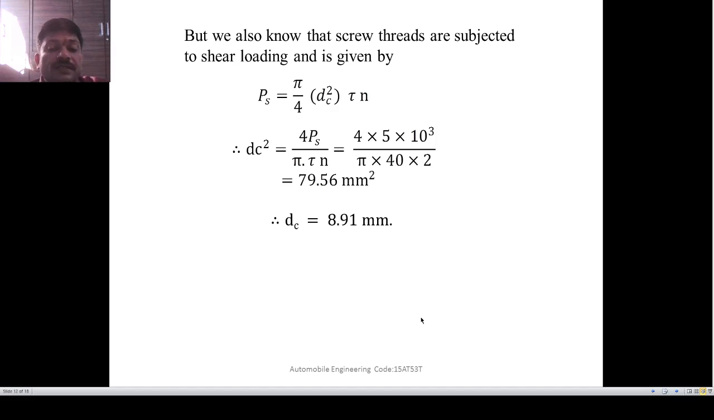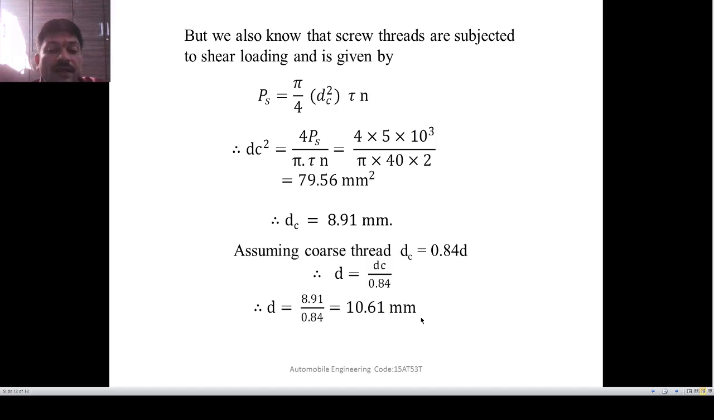So from this, assuming the coarse thread, dc is equal to 0.84 d, and therefore the nominal diameter of the bolt d is equal to dc divided by 0.84. Substitute the value: d is equal to 8.91 divided by 0.84. So after simplification, nearly you are getting 10.61 mm. So this is the value of the nominal diameter of the bolt.